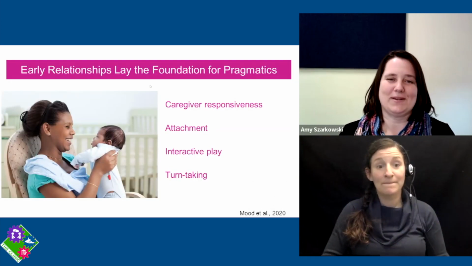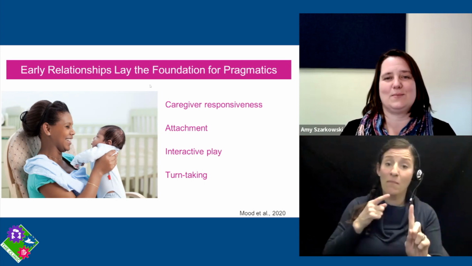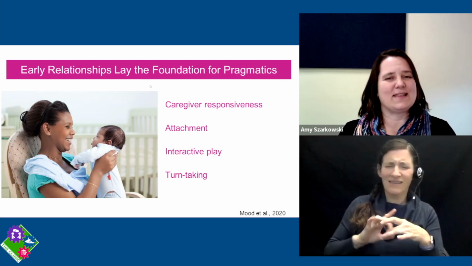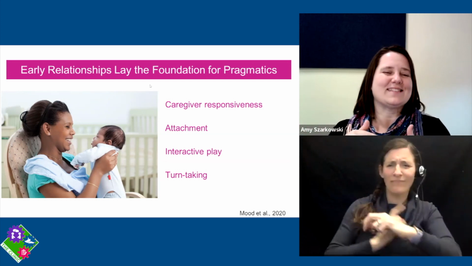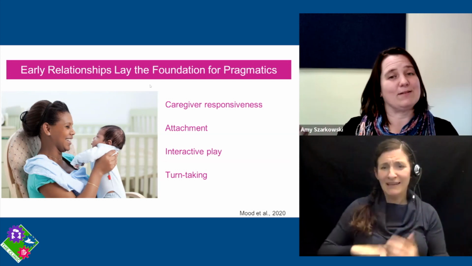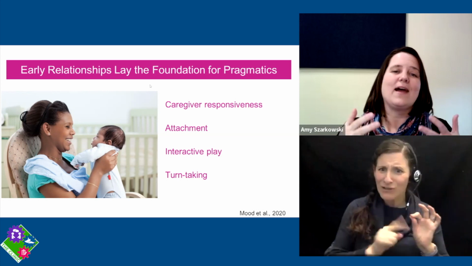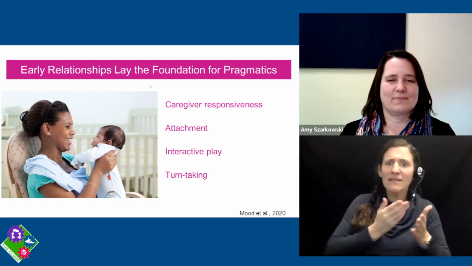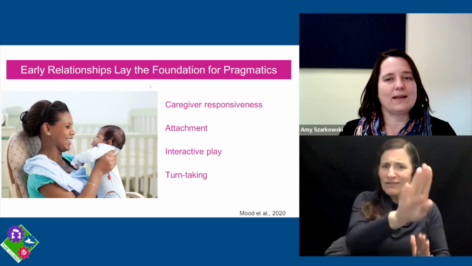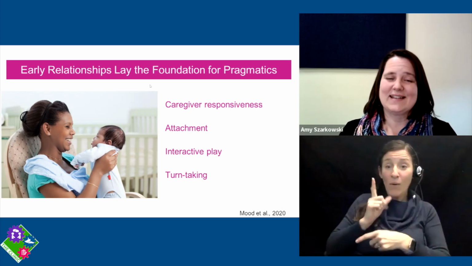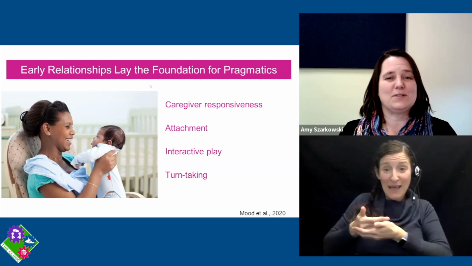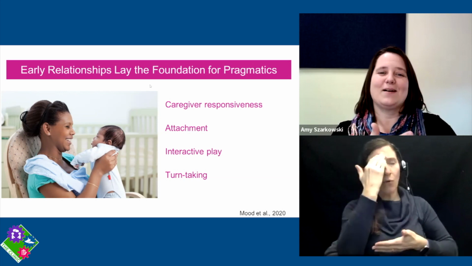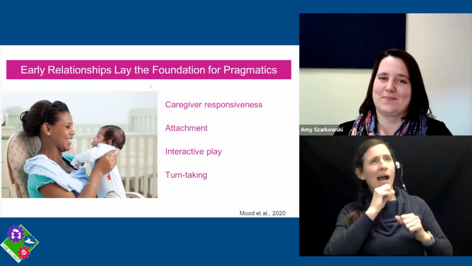I think a really important point is this idea that early relationships really lay the foundation for pragmatics. And the reason that I took us through those slides to say pragmatics is more than language only is to say that all of this stuff happens again before formal language is happening. We know that caregiver responsiveness to the child really helps a child to know, oh, when I make a sound or I do a face, then my caregivers respond to me.